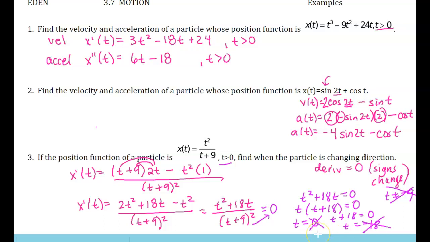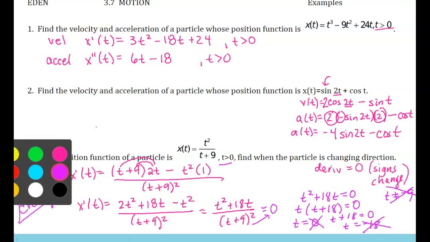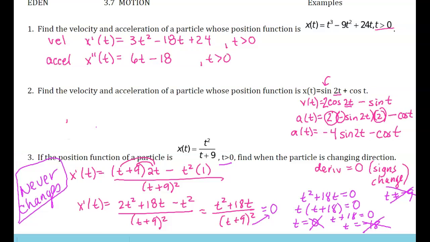And so what does that mean? Well, if we solved it, these are the only possible times that our particle would change directions, and they're not possible based on our domain restriction that was given. So what that means is that the particle never changes directions. It's either always going to be moving to the left or it's always going to be moving to the right. Never changes.